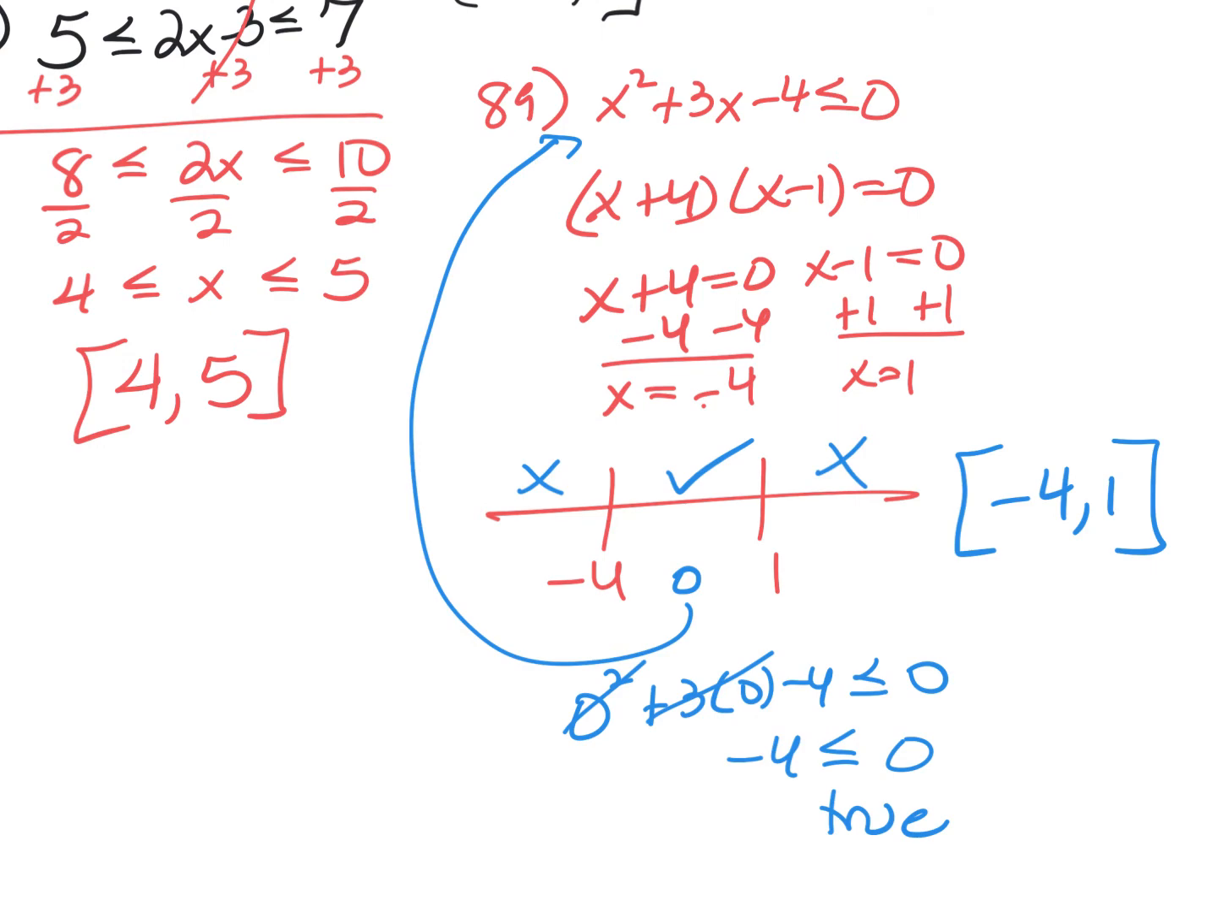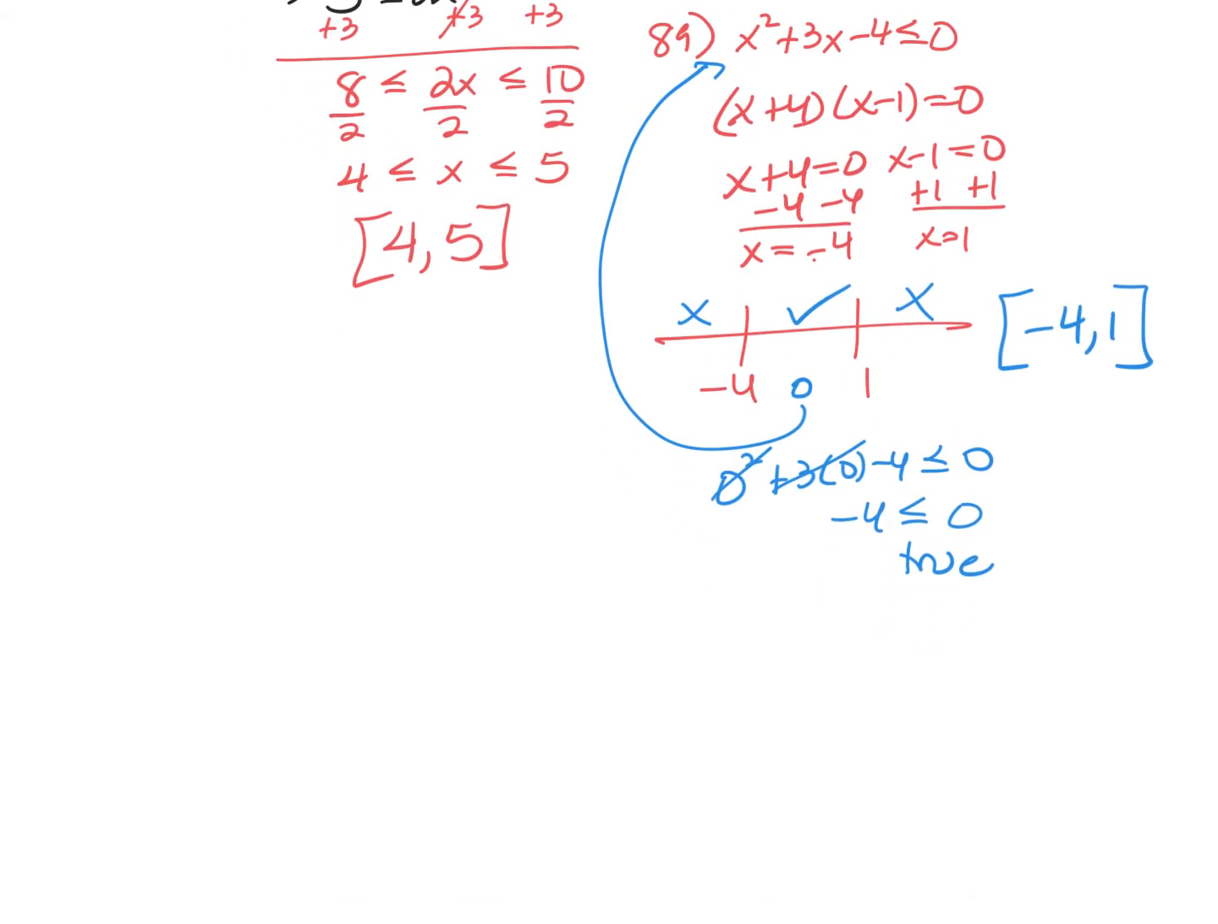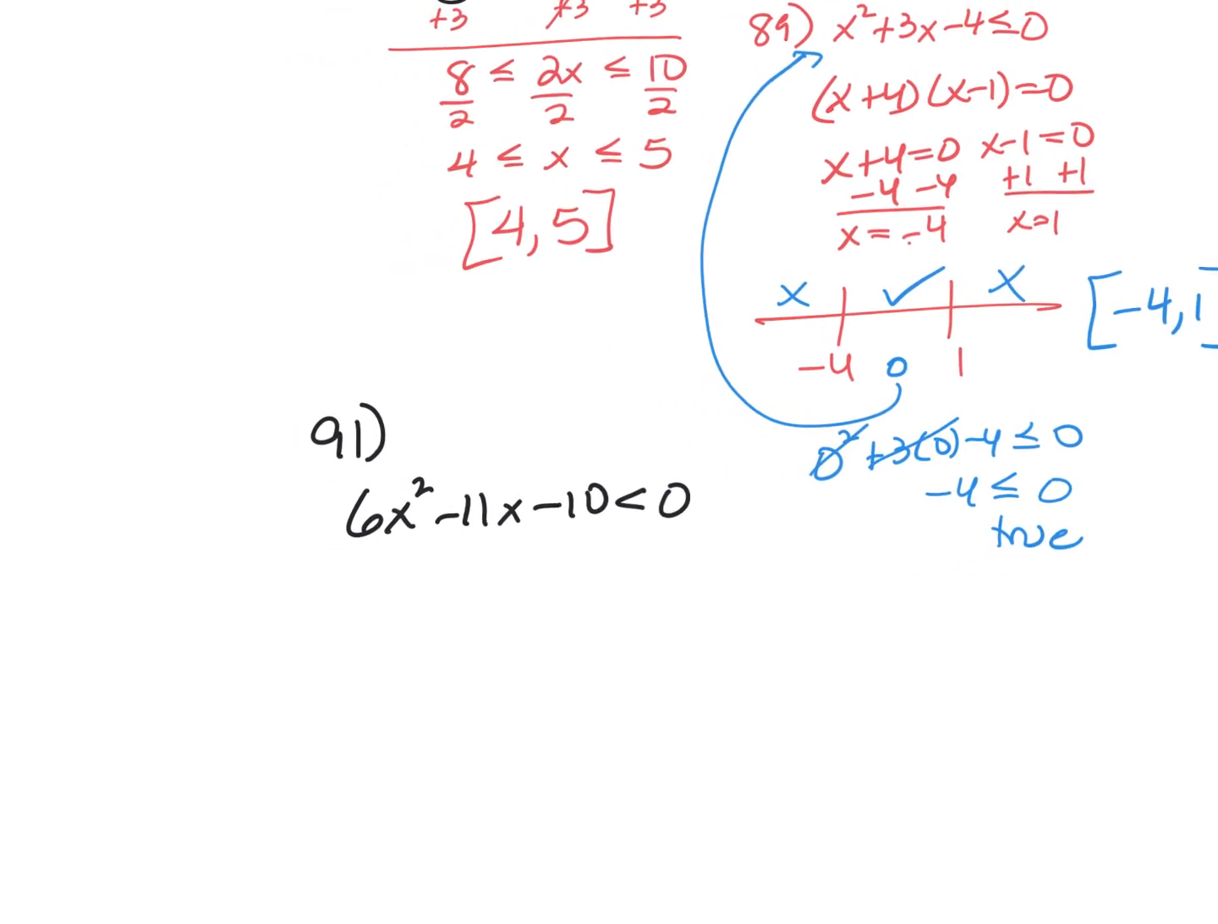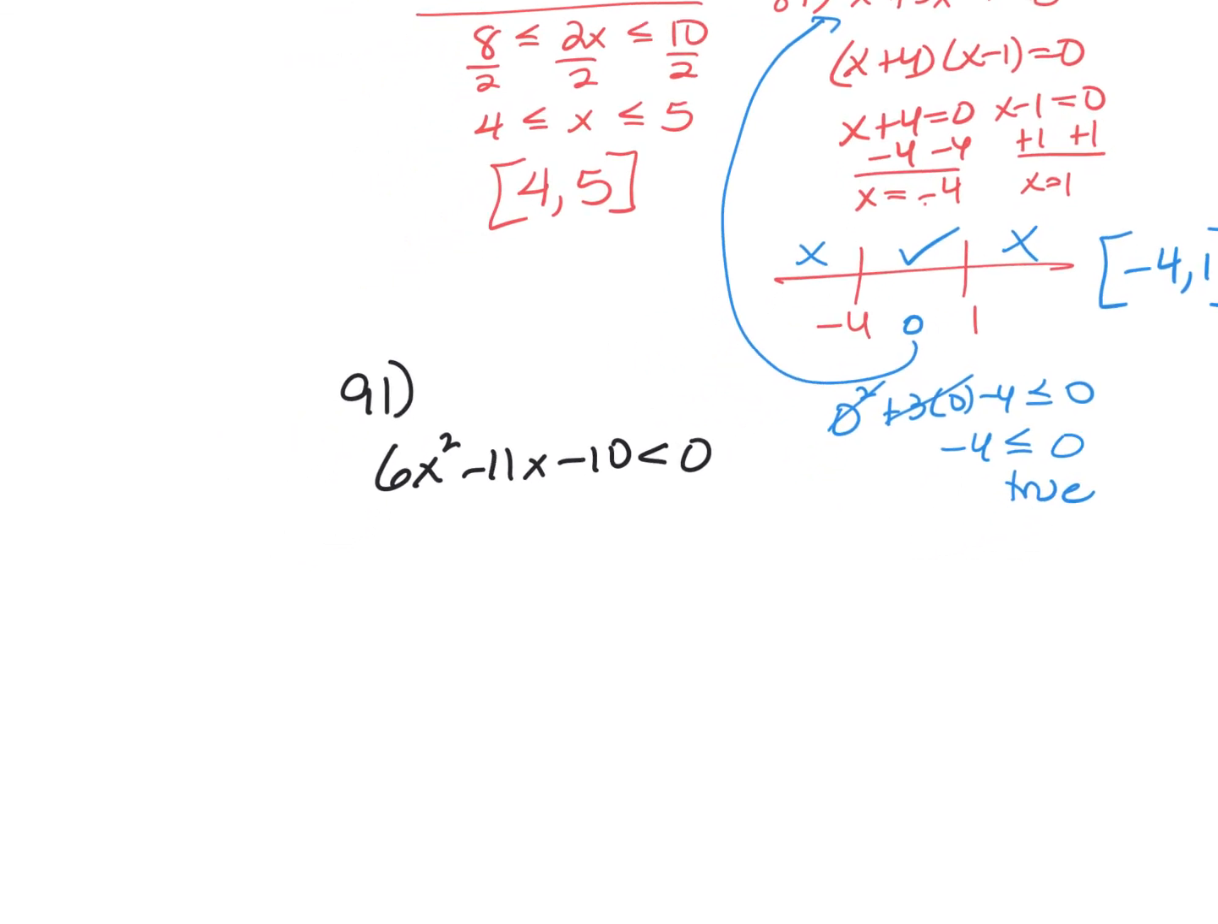Same thing on number 91. So for 91, my equation is 6x squared minus 11x minus 10 is less than 0. So for 91, I'm going to do factor by grouping. Again, if you want to guess and test here, you can. So I'm going to multiply this. I'm looking at my factors of negative 60 that are going to give me negative 11. So my signs need to be different. My bigger factor will be the negative one because that's the sign in the middle.